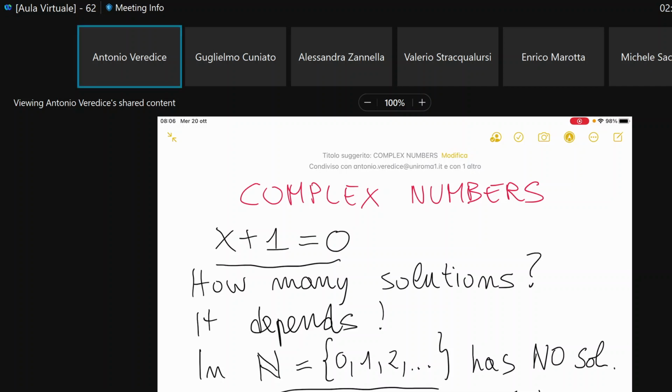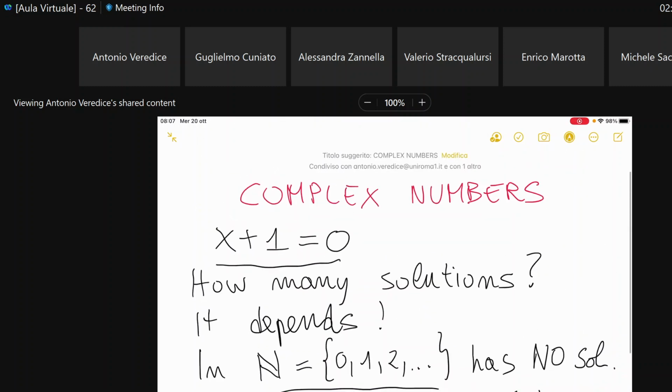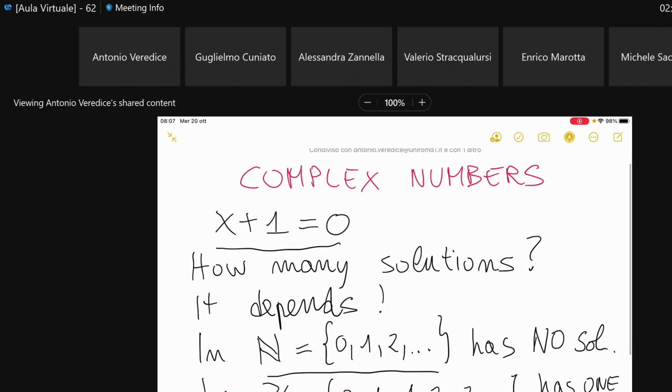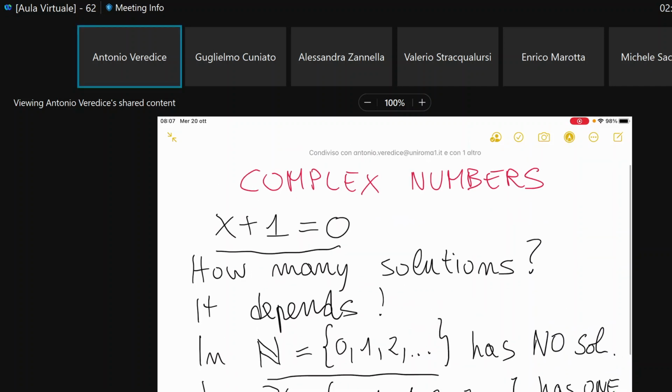So the answer is it depends. In N, it has no solution. In Z, it has one solution. So the number of solutions of an equation depends on the set where I'm looking for solutions. So the same holds for... Okay, any question up to this point? Okay, can I go on? If you have questions, please stop me.